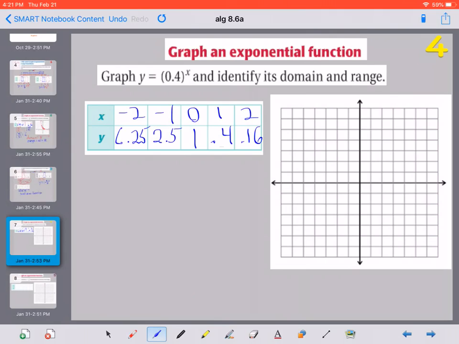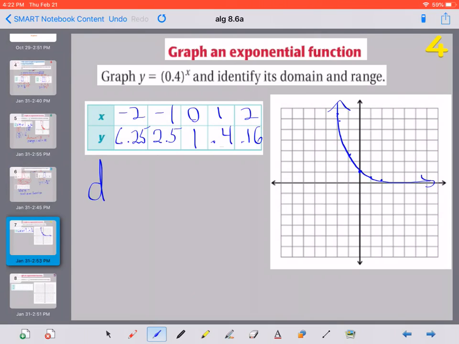So if we graph these, 0, 1, right there, 1, 0.4, maybe right there, 2, 0.16, negative 1, 2.5 is up here, and negative 2, 6.25, 1, 2, 3, 4, 5, 6.25 gives us right there. So it looks like this is also a decay function. It's going down if we read from left to right.